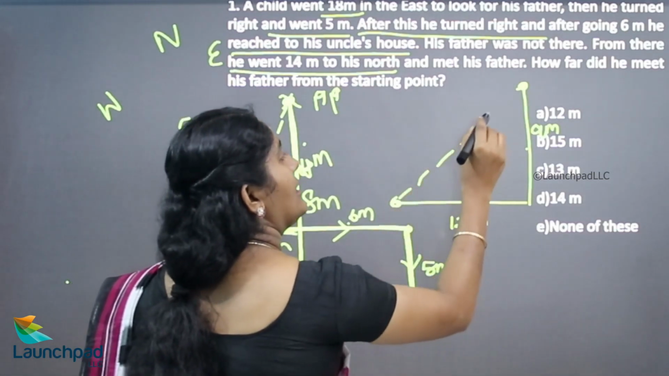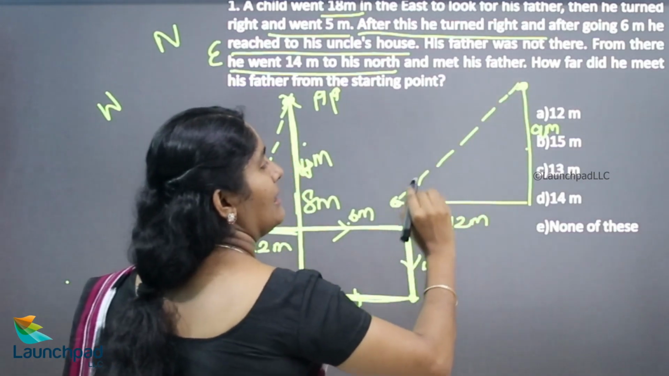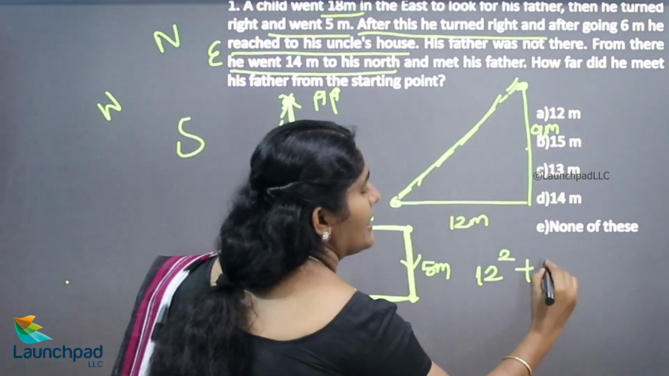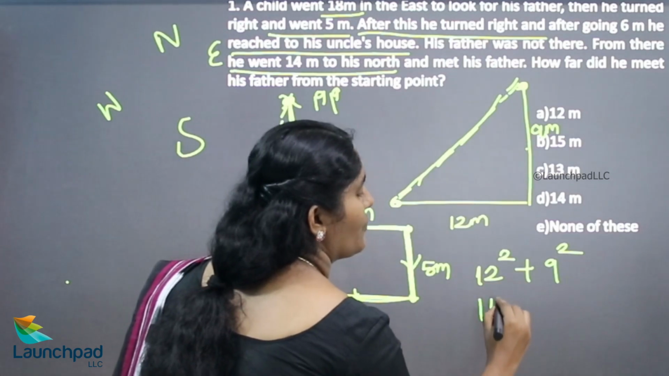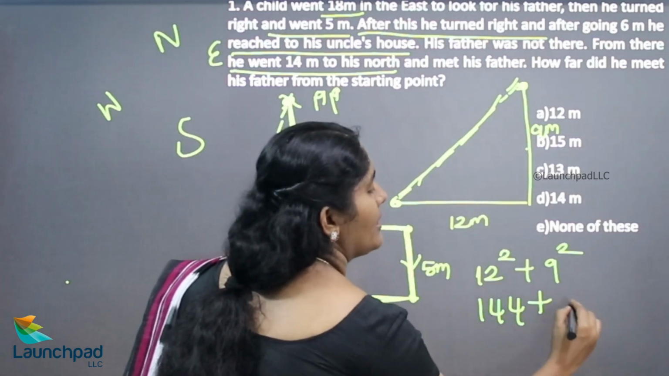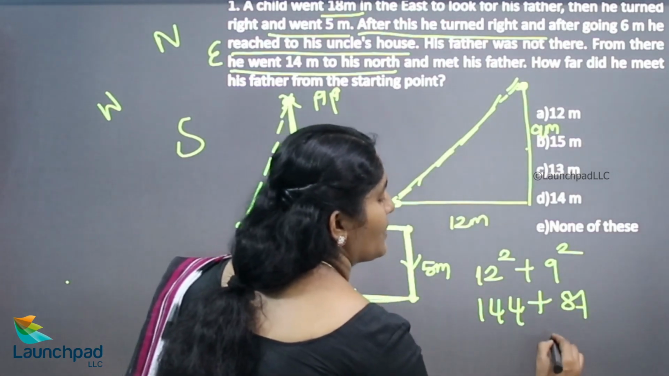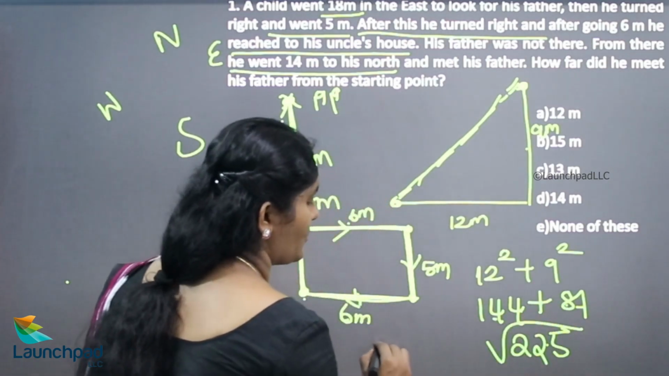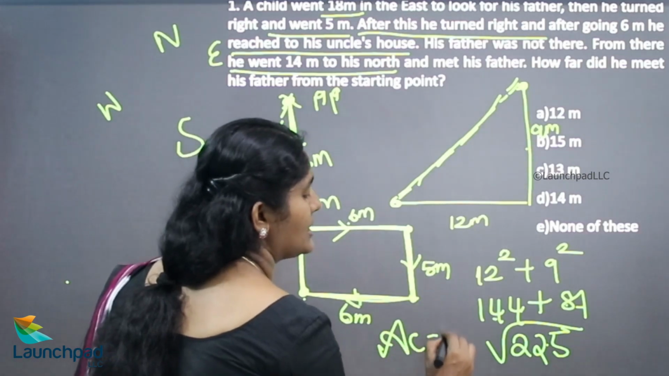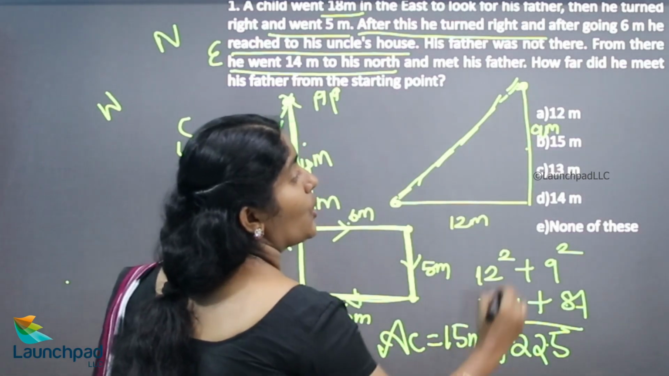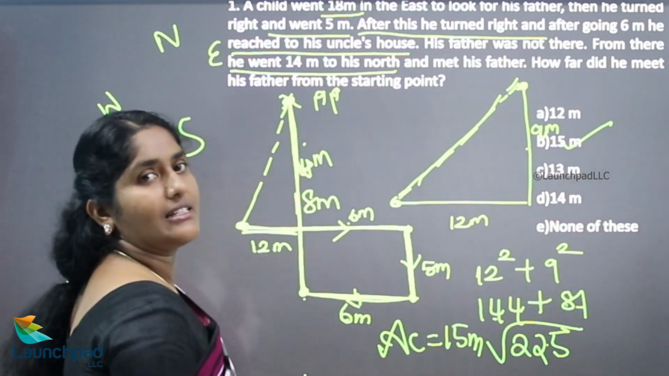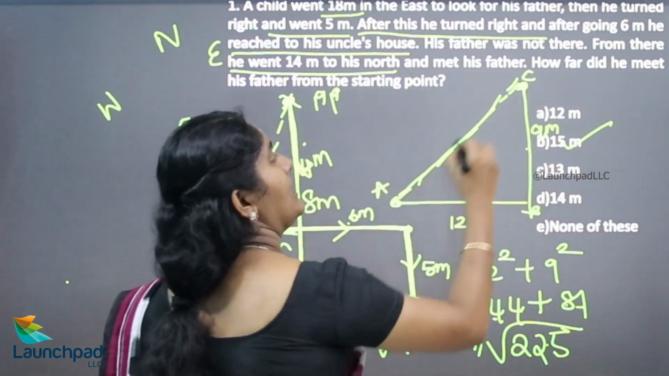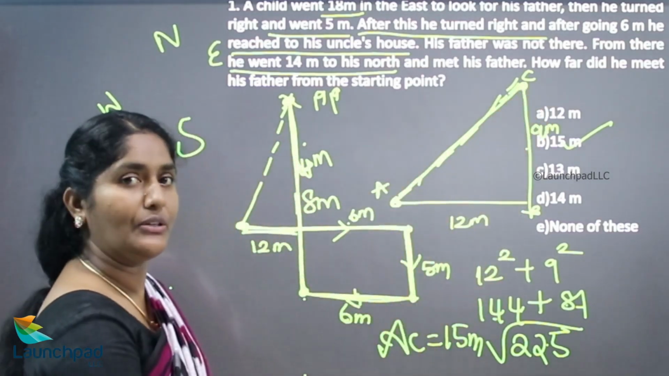So how can we calculate? Yes, we can use the Pythagoras theorem. So 12 square plus 9 square. 12 square is 144, 9 square is 81. Adding, 1 plus 4 is 5, 4 plus 8 is 12, 1 plus 1 is 2: 225. The square root of 225 is 15, so your shortest path is 15 meters. So option B is the correct answer. This is A, this is C, this is B. We calculated the length of A to C.